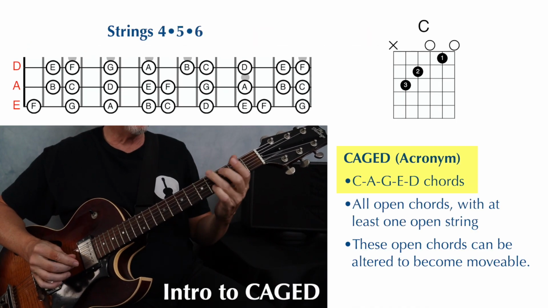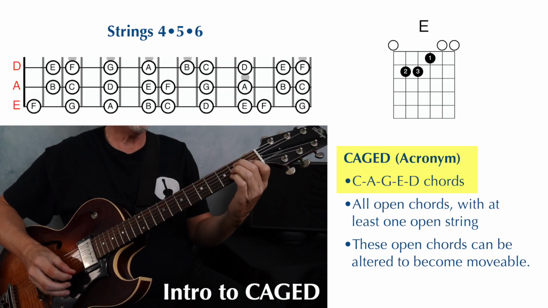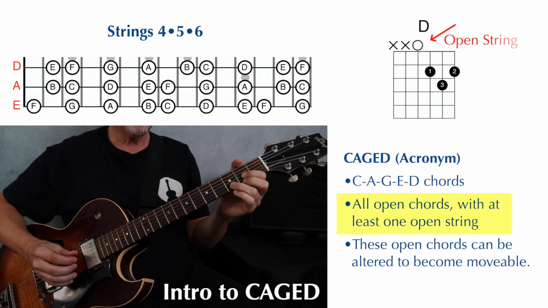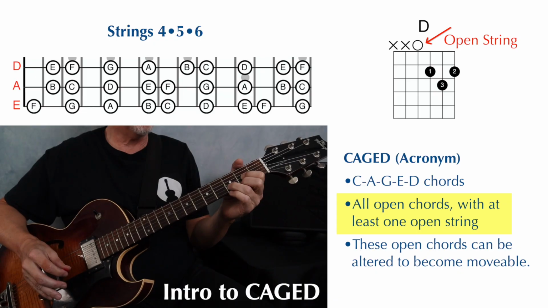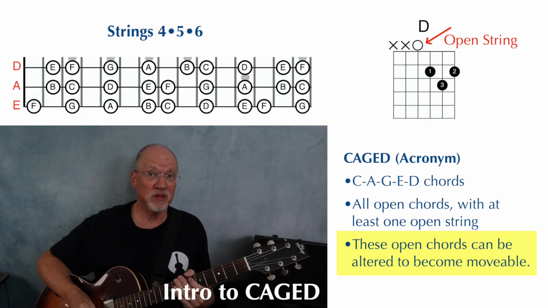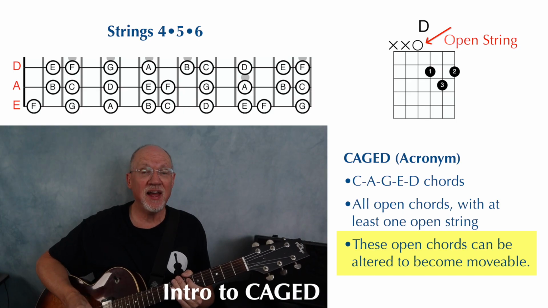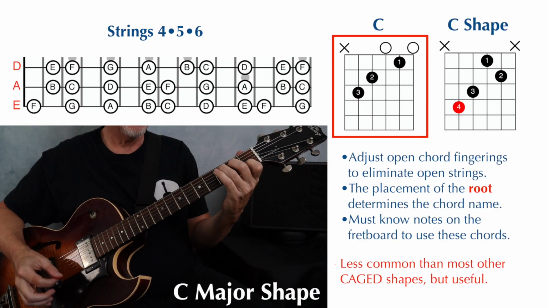CAGED is an acronym for your standard C, A, G, E, and D chords. Each of these chords has at least one open string, so we call them open chords. With the CAGED system, you can take any one of these major chords or their minor or 7th chord counterparts and turn them into movable chords. I'm going to show you how to do that with a bunch of C, A, G, and D chords, beginning with C. Here's your standard C chord.